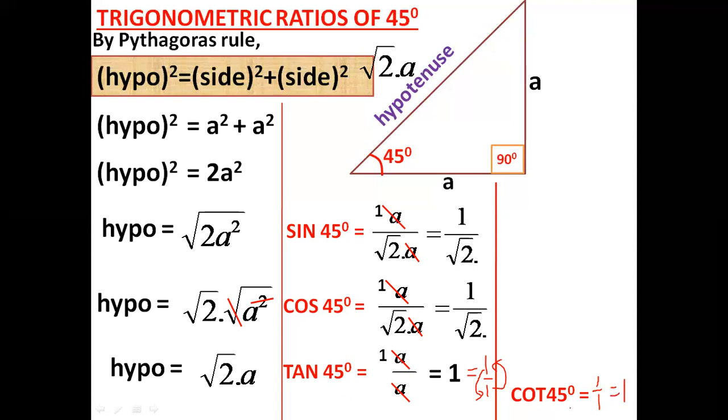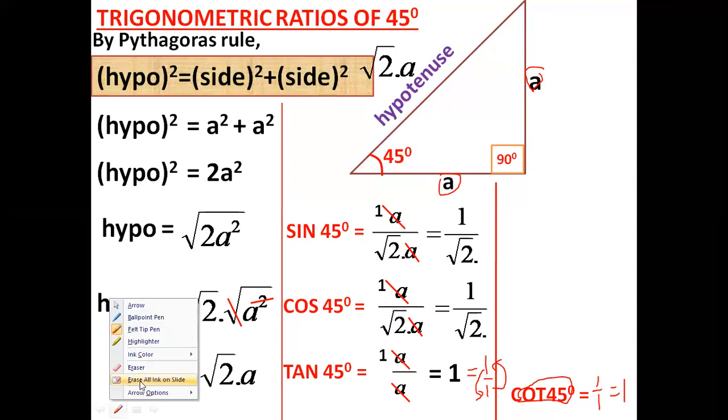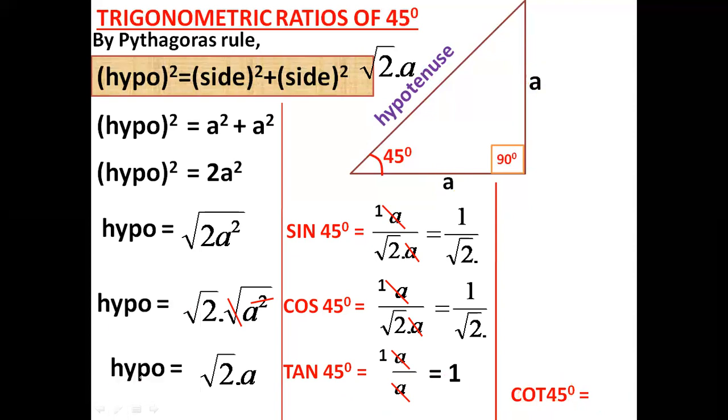Or you can go through the definition of cot 45. What is the cot 45 definition? Adjacent side of angle 45, that is A, by opposite side of angle 45, that is A. So you can write A by A, again you get 1. So through the definition also you get 1. So cot 45 value is 1.